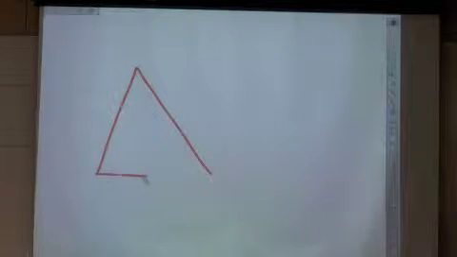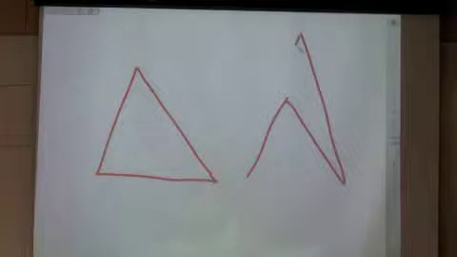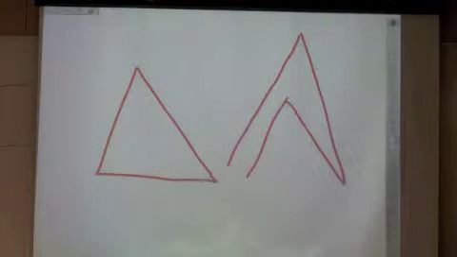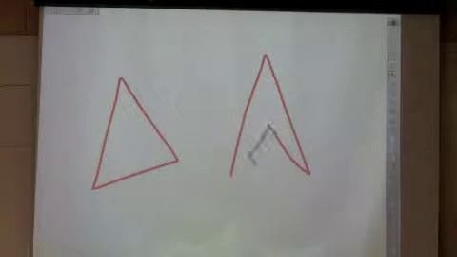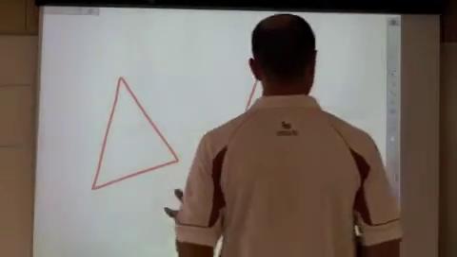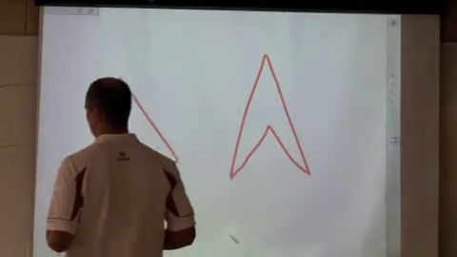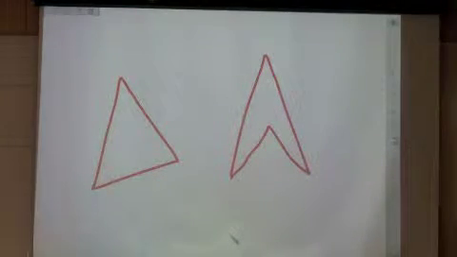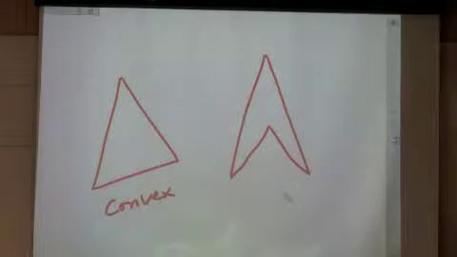Okay, so one of these is convex and one of them is concave. So convex, no points inside the polygon. Concave has points inside the polygon. What do you think? One of them is convex, one of them is concave. What do you think? The triangle is convex, okay, and the other one's concave.